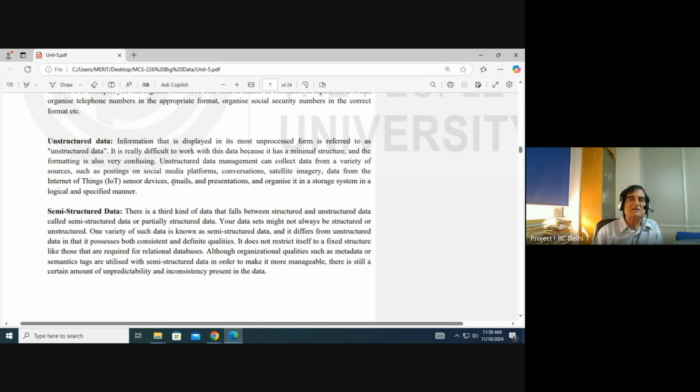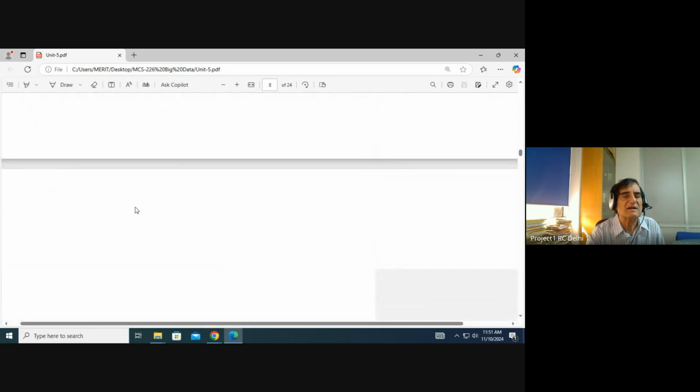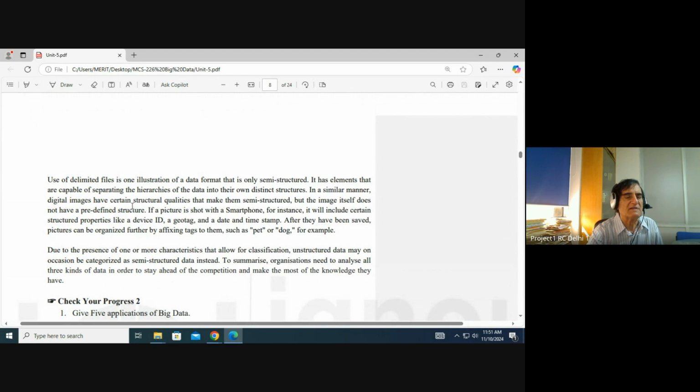It doesn't restrict itself to a fixed structure, so it doesn't have a fixed structure itself, but it has a relation database. Although organizational qualities such as metadata or semantic tags are utilized with semi-structured data in order to make it more manageable, there is still a certain amount of unpredictability and inconsistency present in this data. So structured data is the best data, unstructured data is the worst data, and semi-structured data is the in-between data. That type of thing, but you have to analyze everything.